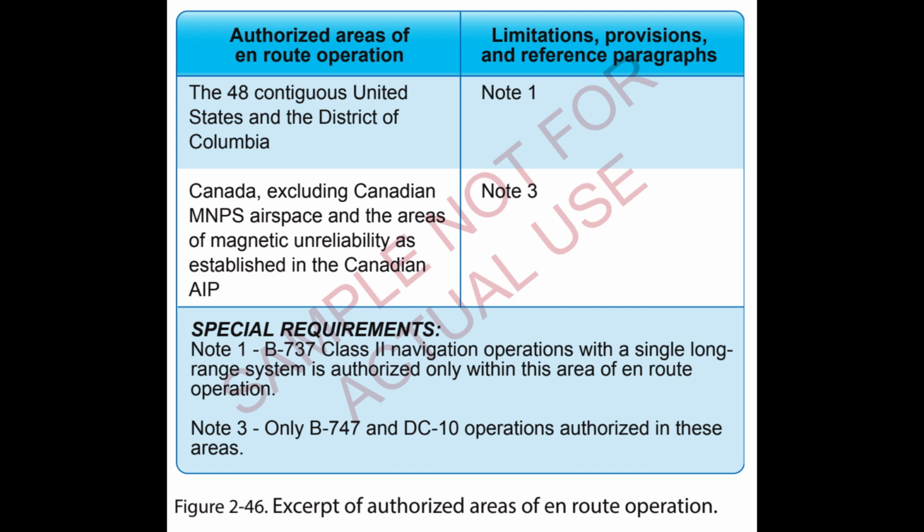Examples of other selected areas requiring specialized en route authorization include the following. 1. Class 1 navigation in the United States Class A airspace using Area of Long-Range Navigation System.